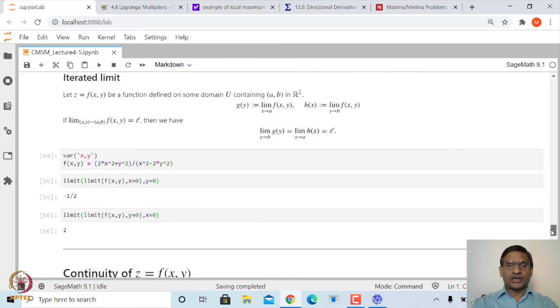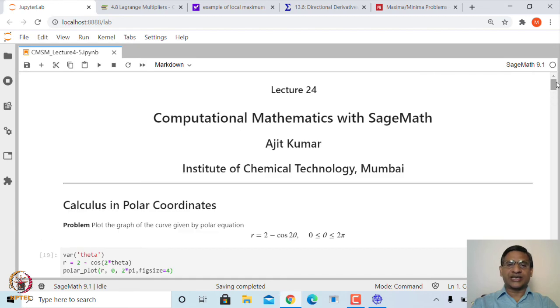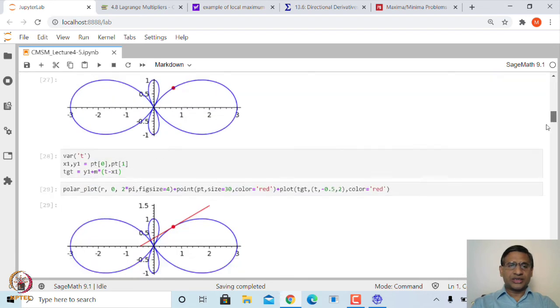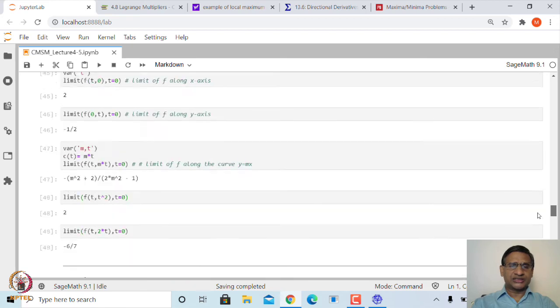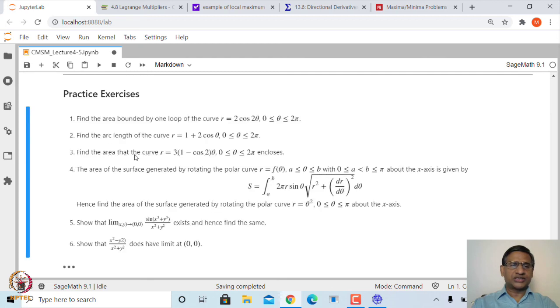So you can look at other functions, and all these definitions in 2 variables can be extended to 3 variables and n variables, right. So let me leave you with some simple exercises that you can try. These are a few exercises. First, find the area bounded by one loop of this polar curve. Similarly, find the arc length of this particular curve between 0 to 2 pi. Find the area that this curve encloses, and find the area of the surface generated by rotating a polar curve.